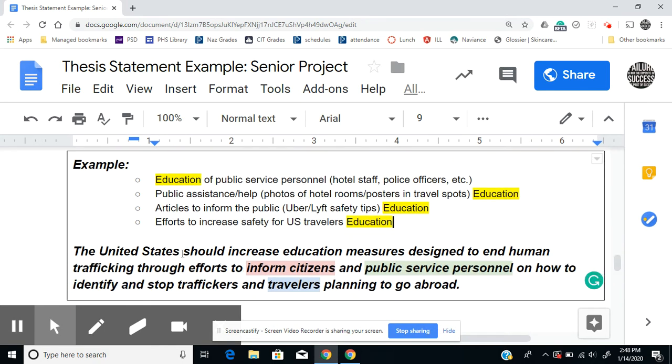So I have my claim: the United States should increase education measures designed to end human trafficking through efforts to inform citizens, public service personnel on how to identify and stop traffickers and travelers planning to go abroad. Now, this isn't the best thesis statement, but I have a claim and I have 3 reasons. Pause me to put your own thesis statement together to have a claim and your 3 main topics you plan to discuss. Unpause when you're ready.